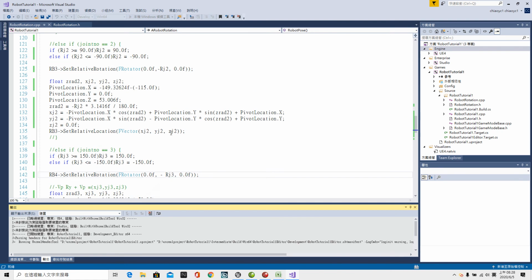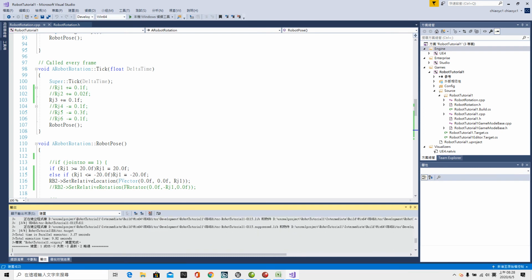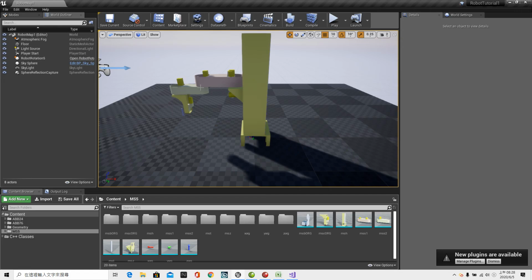Let's see we're rotating about the positive direction. Success. Back to UE4. So the positive direction, this one, we are rotating this direction. And this pivot point fixed, no move, and rotating until 150 degrees before the model touch the side surface of MSS1. This arm will stop. Okay, play.